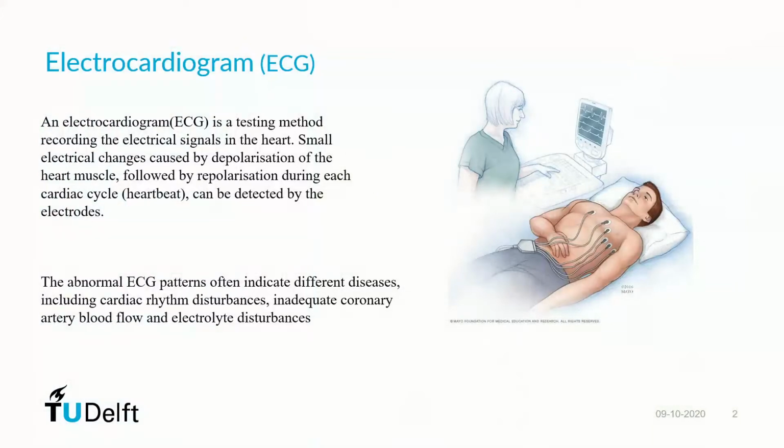First, let me introduce the electrocardiogram, which is also called the ECG. An ECG is a testing method recording the electrical signals in the heart. Small electrical changes caused by depolarization of the heart muscle, followed by repolarization during each cardiac cycle, which is also known as heartbeat, can be detected by the electrodes. The abnormal ECG patterns often indicate different diseases, including cardiac rhythm disturbances, inadequate coronary artery blood flow, and electrolyte disturbances.